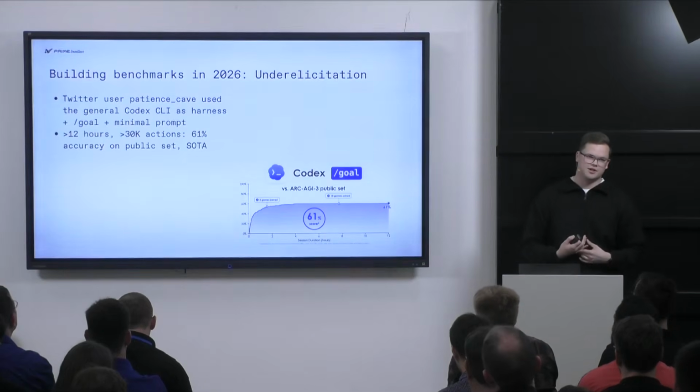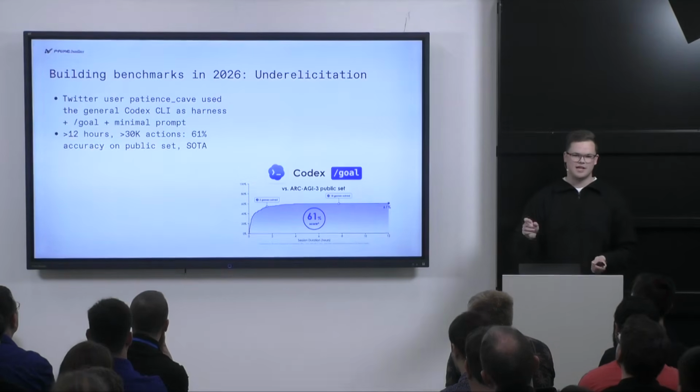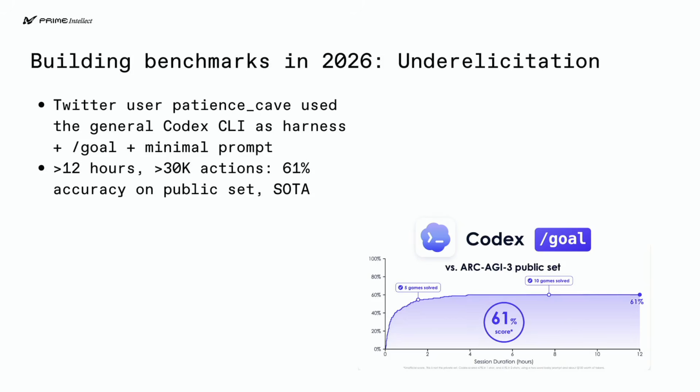So what someone did on Twitter is that they used Codex and just gave it the problems with /goal, which in Codex just tells the model to continue until it finds the correct solution. It ran over 12 hours, used hundreds of dollars in API costs, and solved 61% of the public problems, whereas the official score for this model on ARC-AGI-3 is 0%. So we have 0% for the raw model versus 60% when we use Codex.